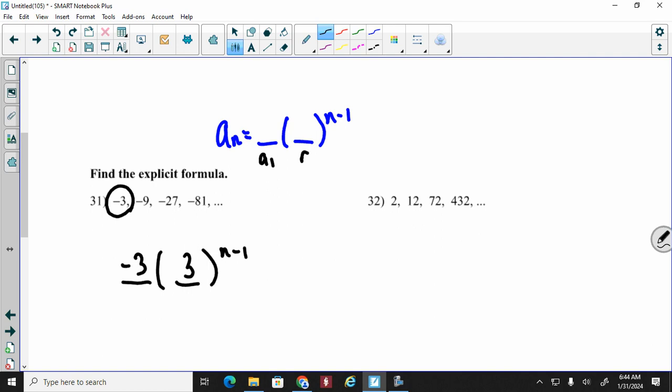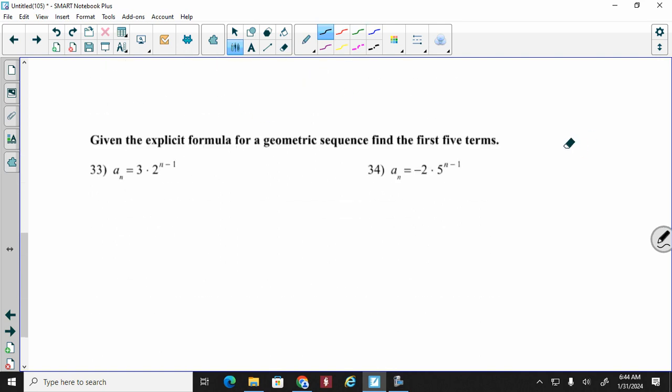You don't have to simplify or anything. All right, same thing for question number 32. 2, parentheses, what am I multiplying by? 6, n minus 1. Very simple. All right. Given the explicit formula, find the first 5 terms.